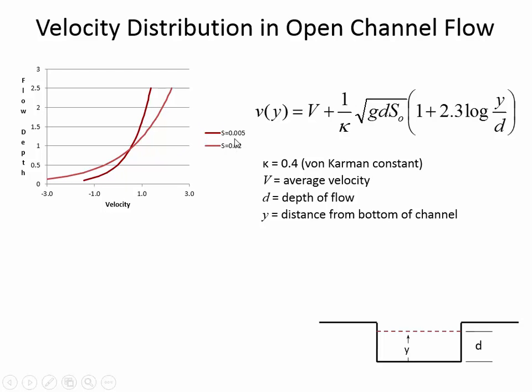And so in dark red is a shallower slope, and the light red is a steeper slope. So you'll notice that at the top there's a bigger difference between the velocity at the top and the velocity at the water surface for the higher slope. Now, one kind of weird artifact of this equation is that as you get closer to the bottom, that approximation predicts that the velocity of flow actually goes negative.